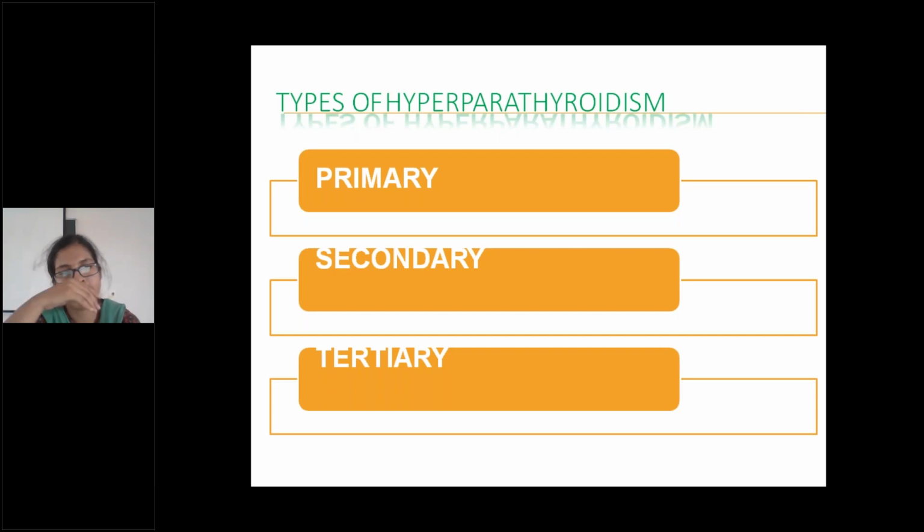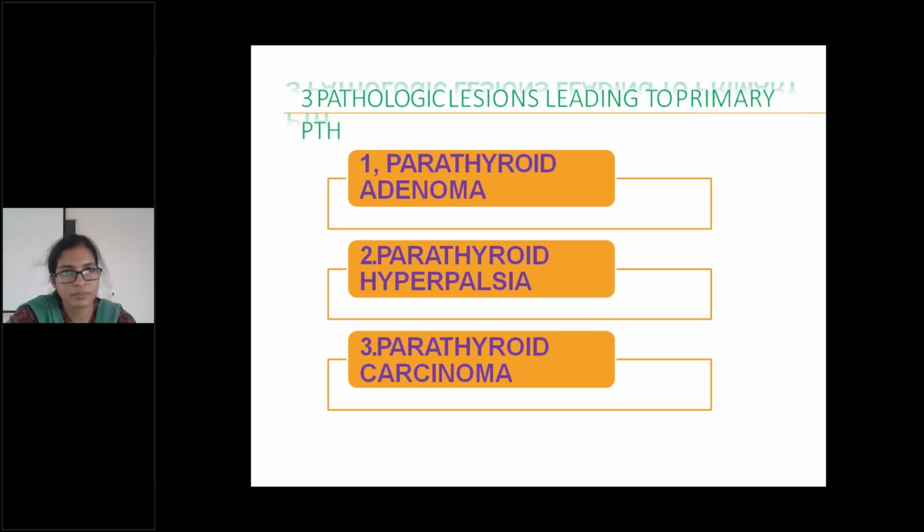And tertiary, again, here the tertiary will be due to chronic renal failure. The gland becomes hypersecreting. Then on prolonged stimulus, it will become autonomous. So initially secondary, later it is converted to tertiary, autonomous. Pathological lesions leading to primary hyperparathyroidism are parathyroid adenoma, parathyroid hyperplasia, and parathyroid carcinoma.